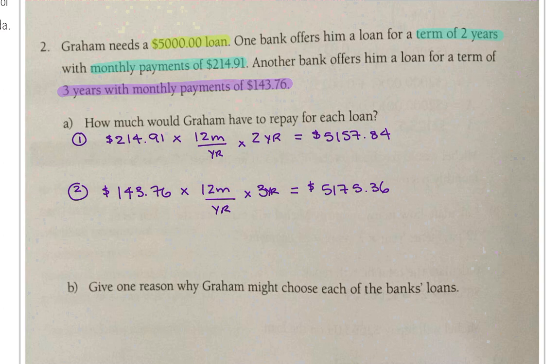Okay, number 1, you pay less, right? Why would he choose number 2 maybe? He has a longer term to pay it back. Okay? So, depends what's more important to him, right?